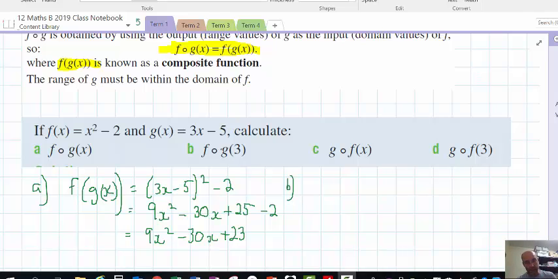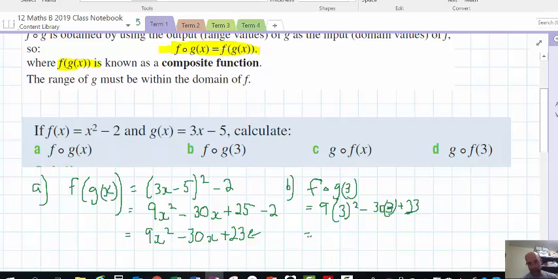Part B, f of g of 3. That simply means for the f of g of x that we just found, we need to substitute the value of 3 in. So f of g of 3, if we write it down as given there, would be 9 times 3 squared minus 30 by 3. That's 30 times 3, plus 23, and that comes out as 14.